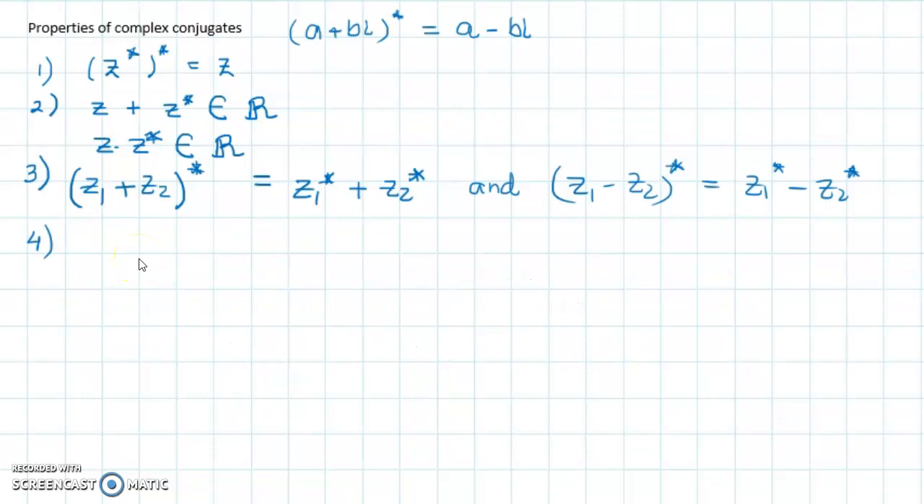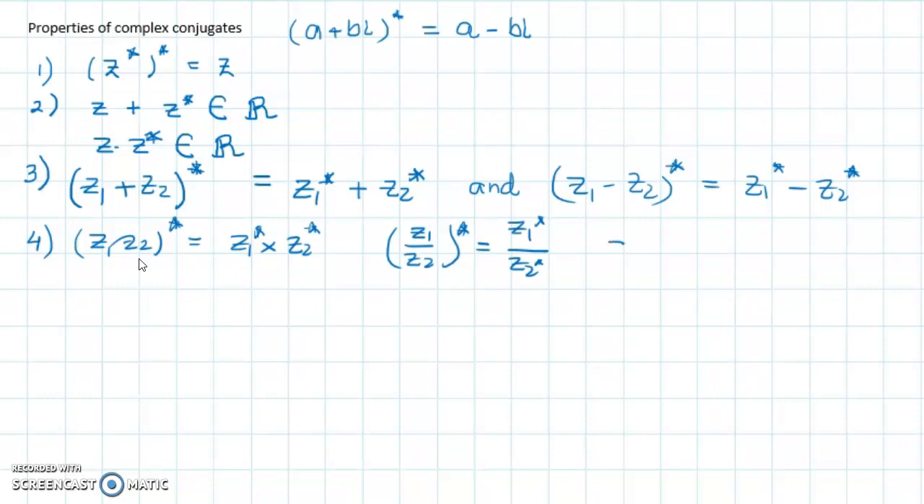Next property: we are going to look at what happens when we multiply or even divide complex numbers. I'm going to multiply Z1 and Z2, and if we find the conjugate of this, it will be the same as first finding the conjugate of each of these complex numbers and then multiplying them. And similarly, if we are dividing Z1 by Z2 and then finding the conjugate, we will obtain the same result if we first find the conjugate of each of these numbers and then we divide. Here I need to add the condition that the complex number Z2 cannot be equal to 0, so we can actually do the division.